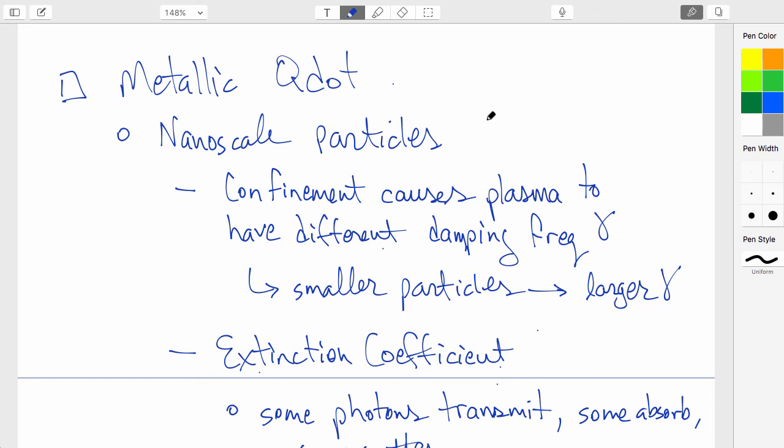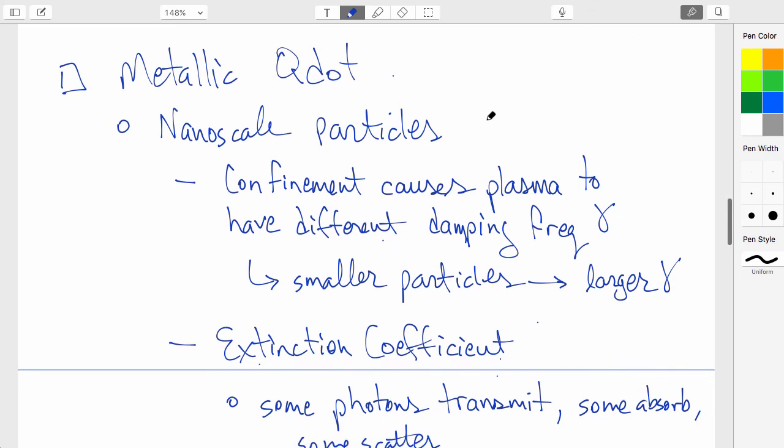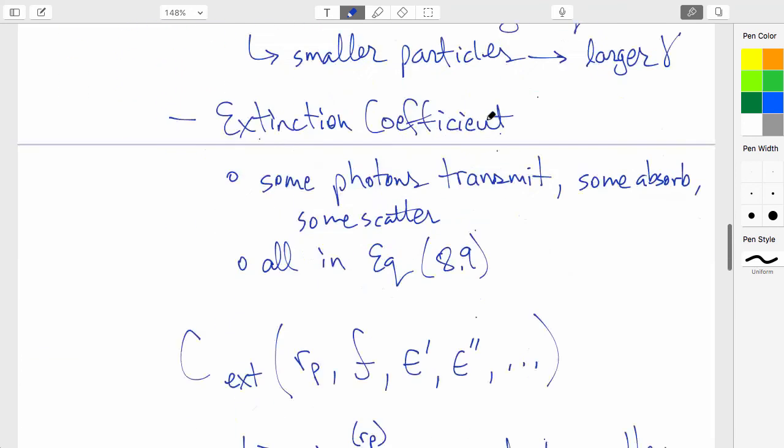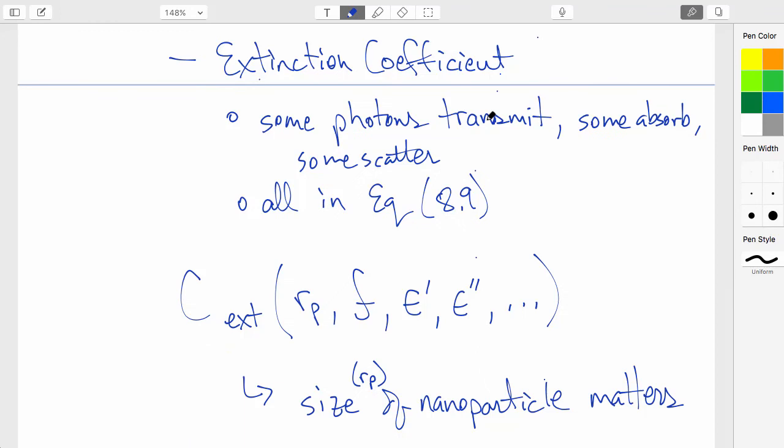And what happens when the particle size changes is that this damping frequency changes. And so the general trend is that smaller particles lead to larger damping frequencies. And this changes what's called the extinction coefficient. And the extinction coefficient is nothing more than simply the fraction of light per thickness that is going to be absorbed.